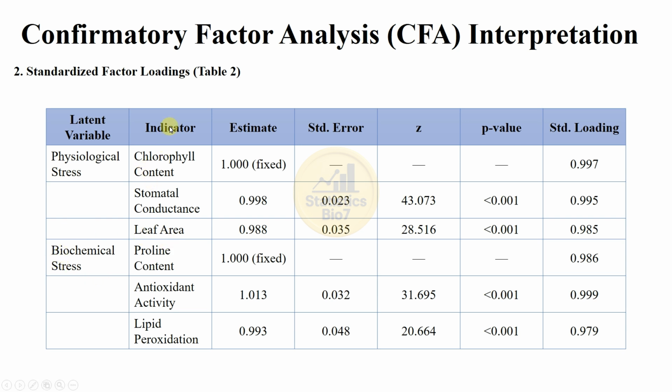Table 2 shows the standardized factor loadings: the latent variables physiological stress and biochemical stress, and the indicator variables chlorophyll, stomatal, leaf area, proline, antioxidant and lipid. The values presented are the estimate, standard error, Z value, P value and standardized loadings.